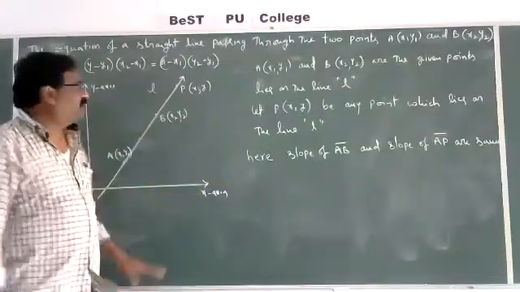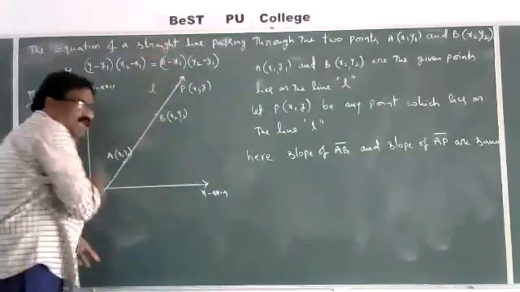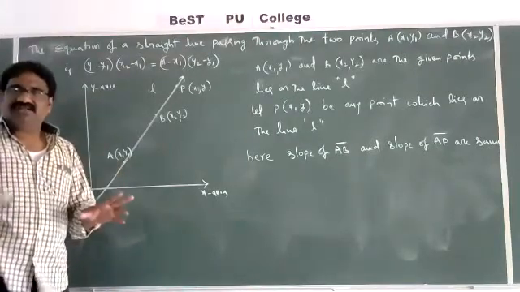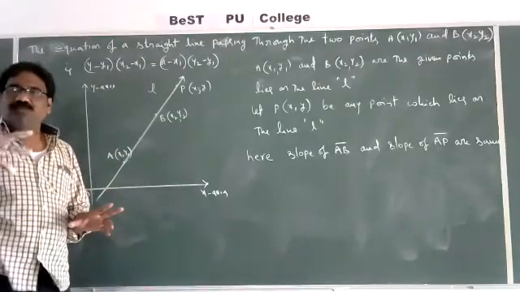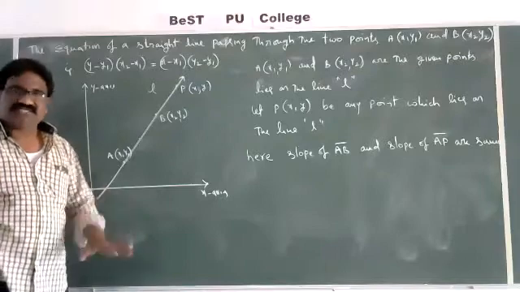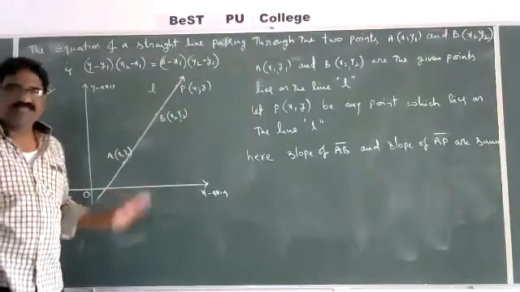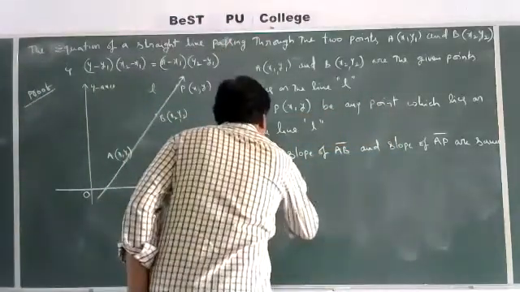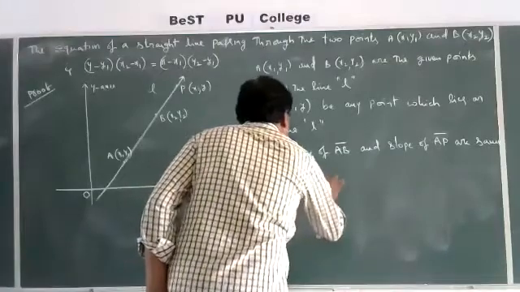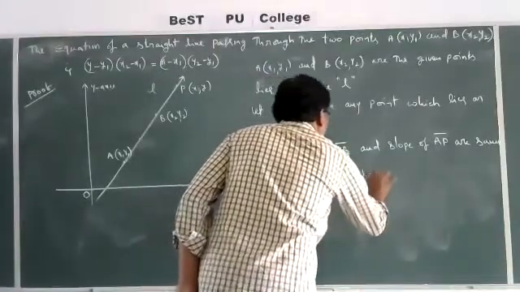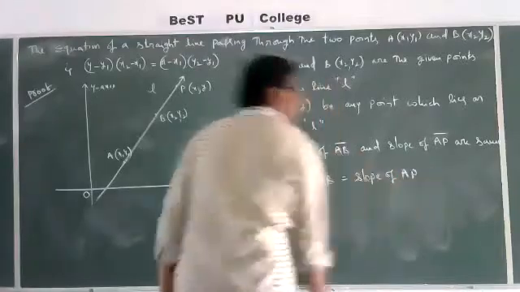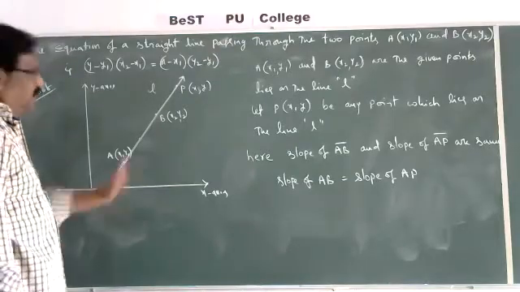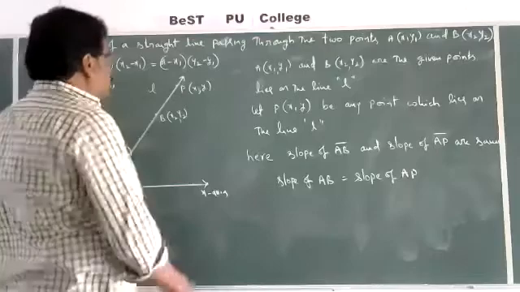So these 3 points lie on the same line. Any line has a unique slope. On the line, you take any 2 points, the slope between these 2 points is the same. That's why this line has only one slope. That's why slope of AB is equal to slope of AP.